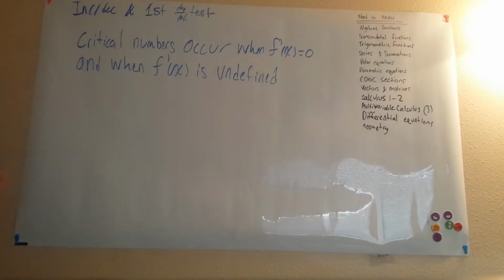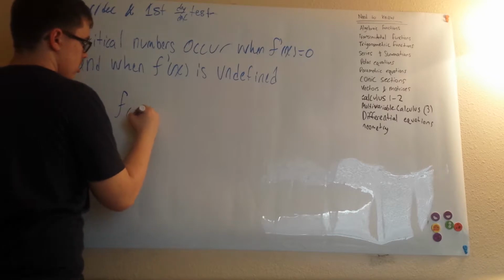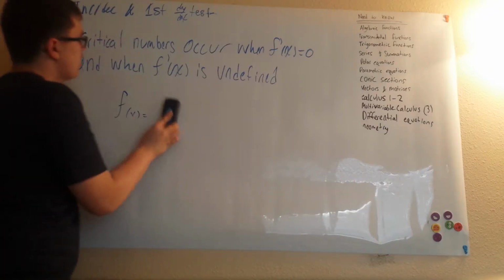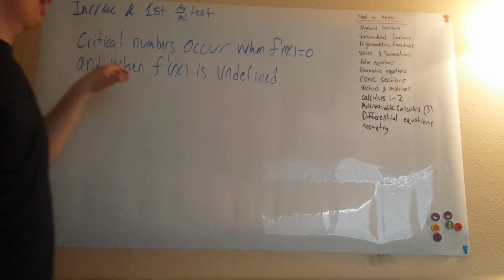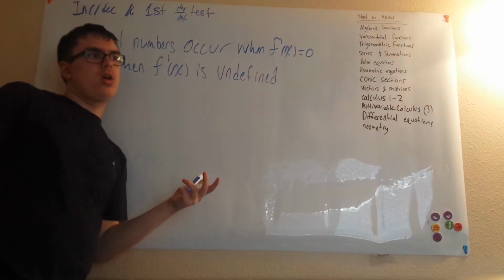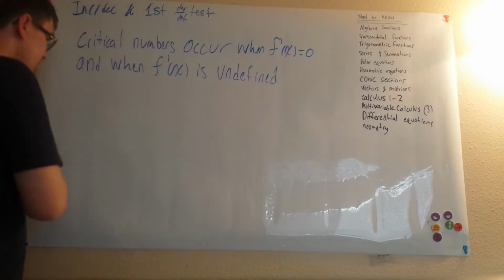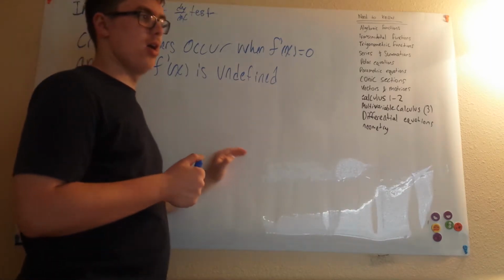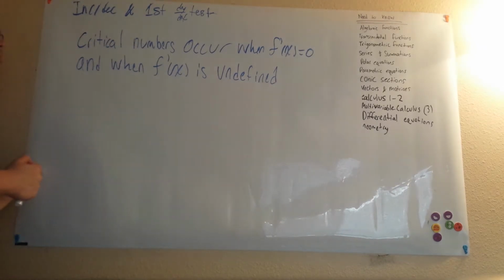Critical numbers occur when f prime of x equals 0, and when f prime of x is undefined. And sometimes, when we take a derivative, and it's undefined, that means there could be a relative maximum. At where the derivative is undefined? What are you talking about? Well, what could possibly the graph look like if we have a relative extrema when f prime of x is undefined? Where would that possibly be?